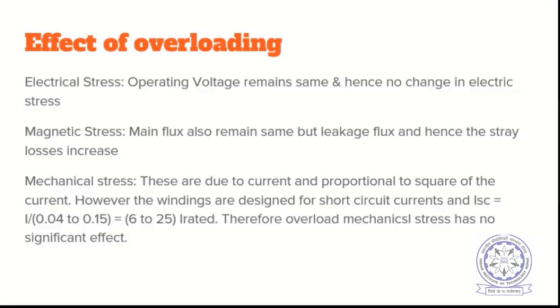Now let us see the effect of overloading in a little more detail. What will be the electrical stress due to overloading? What do you think?